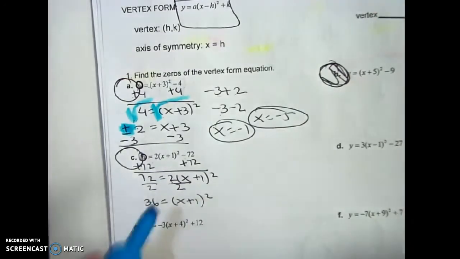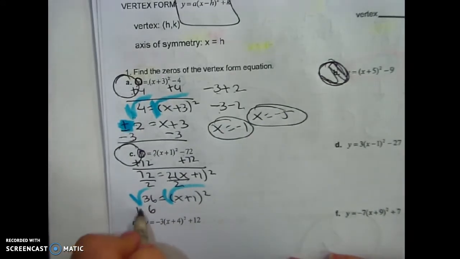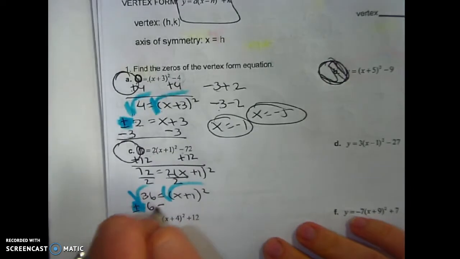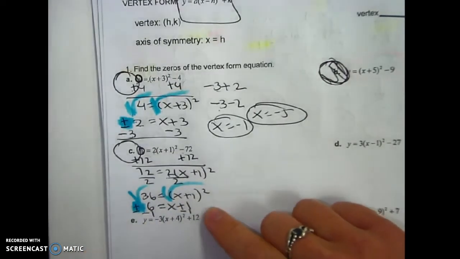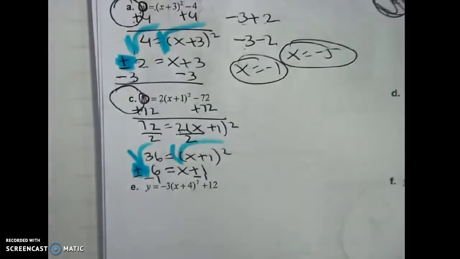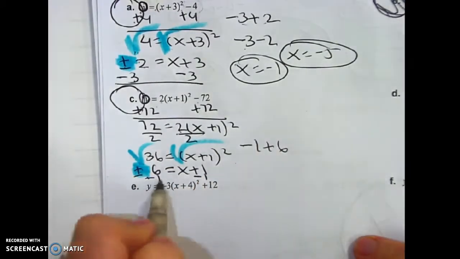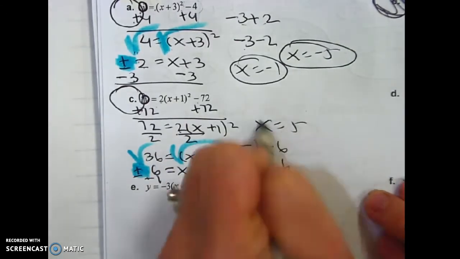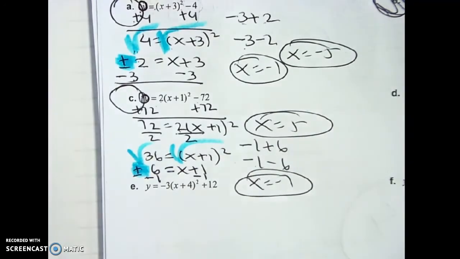Now I just have a squared, square root. The square root of 36 is 6 plus or minus 6 equals x plus 1. I'm almost done. I have to move the 1. Minus 1, minus 1. So I have two options as answers. Let me zoom that in a little bit. Negative 1 plus 6 and negative 1 minus 6. Negative 1 plus 6 is 5. Negative 1 minus 6 is negative 7. Okay.